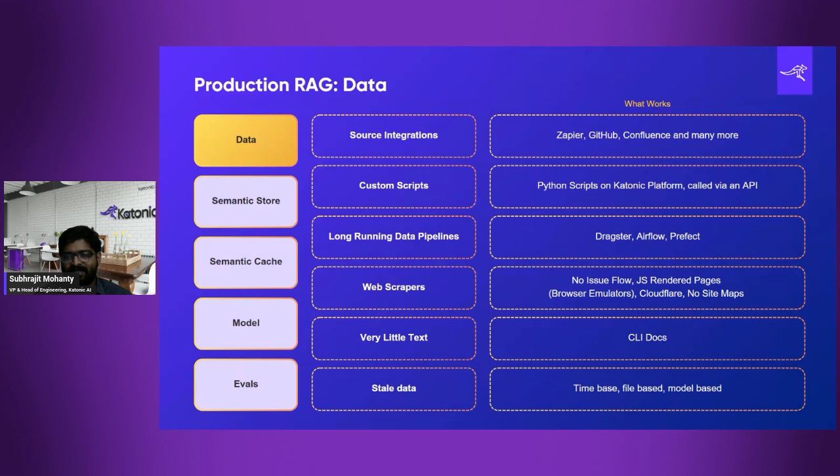Very little text. It's like handling for minimal text data. We rely on CLI documentation, which allows quick access to necessary commands and configurations. Stale data, it's regularly evaluating and refreshing our database or data sets, or you can say all the sources which we are maintaining using time-based, file-based, and model-based methods. This keeps our information current and our models accurate.